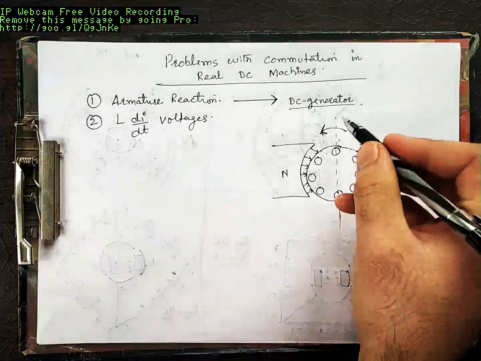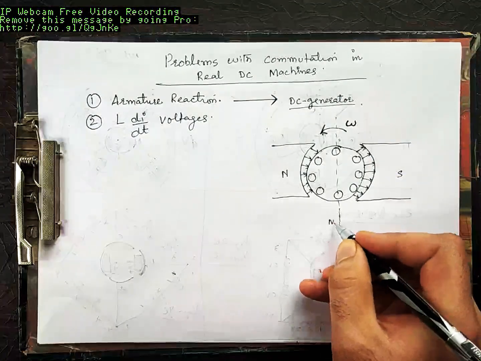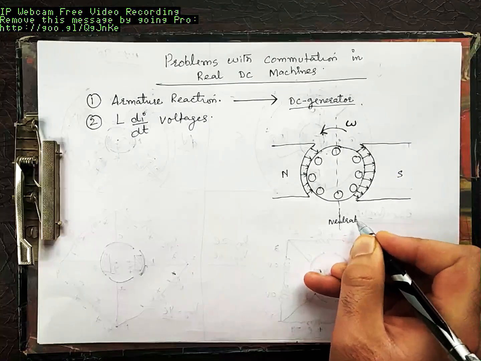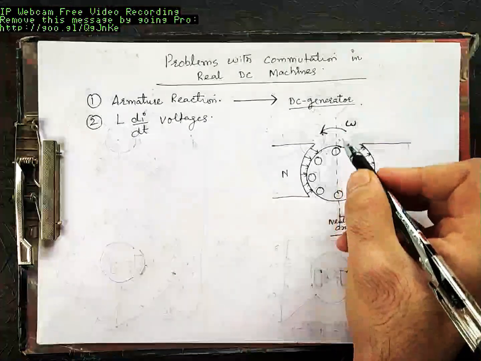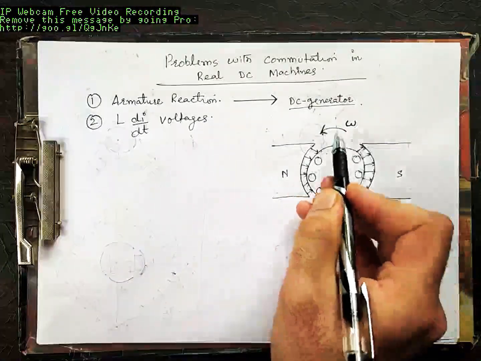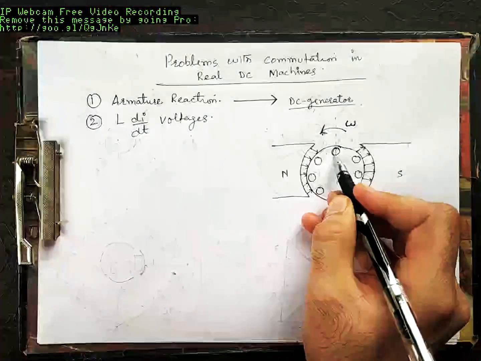This axis, as you remember from the last lecture, we call the neutral axis, because the magnetic field is zero over here. Or in other words, the voltage induced in these conductors is zero.